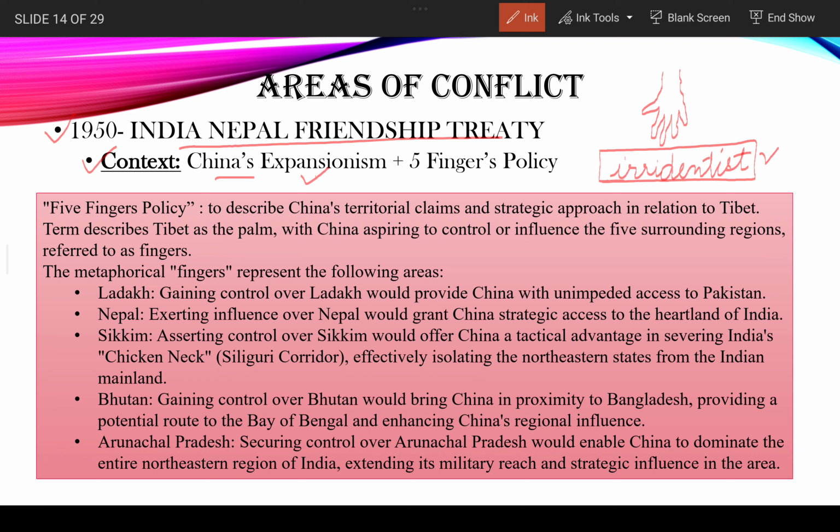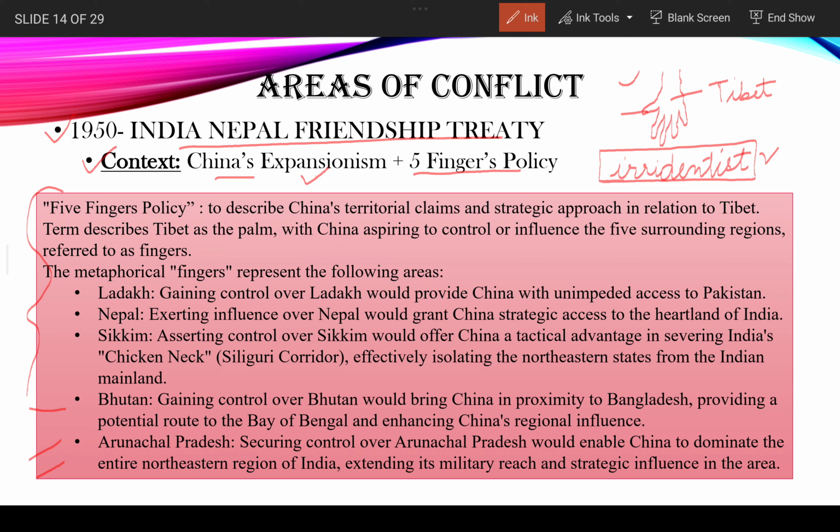So this is China, it's having the policy of expansionism. It's having this five-finger policy. That's why I have made this weird looking hand in order to show the five-finger policy of China. See, what is this? I have already written everything about this five-finger policy over here, but let me show you with the help of this hand. The palm of the hand is Tibet. Okay. The five fingers, what are these five fingers?